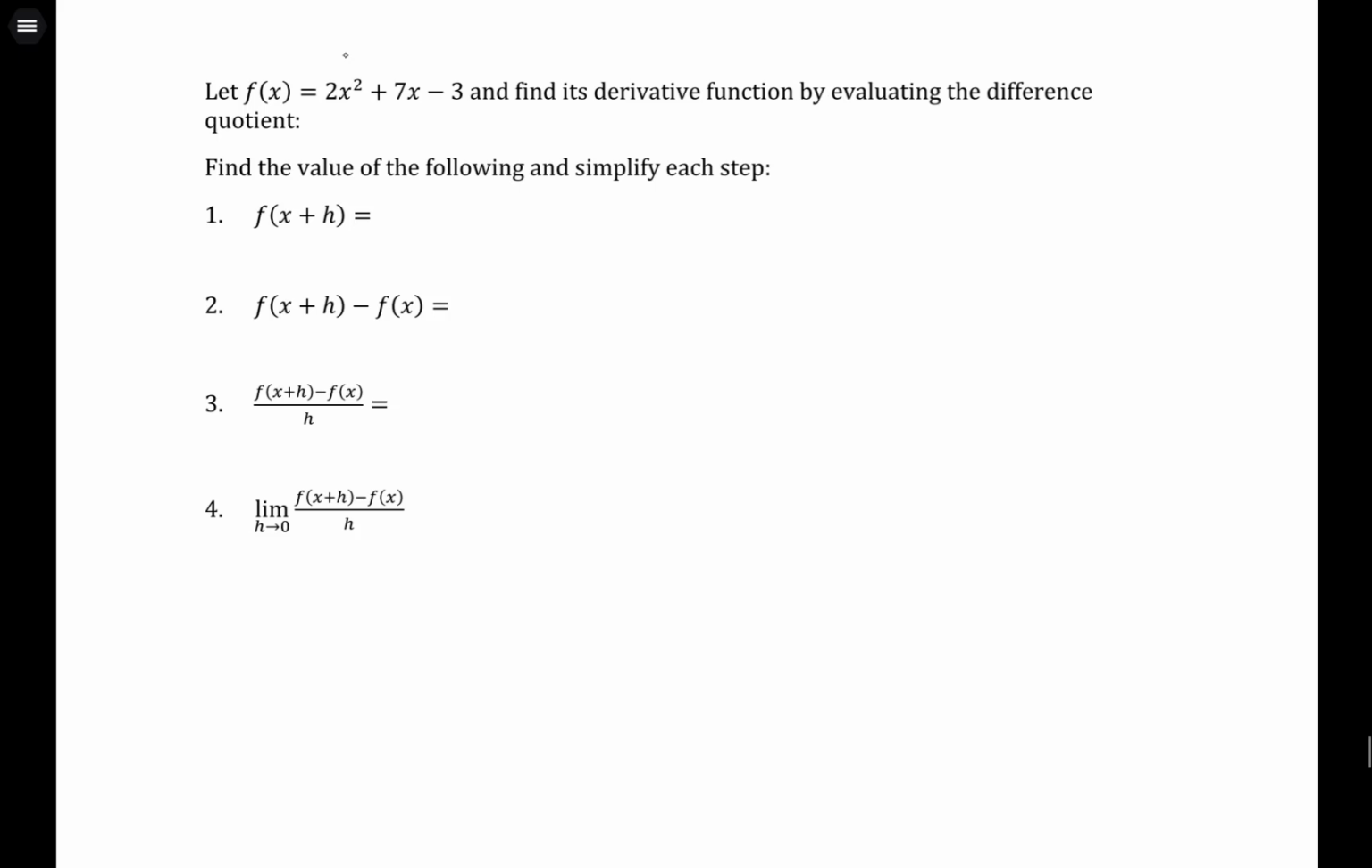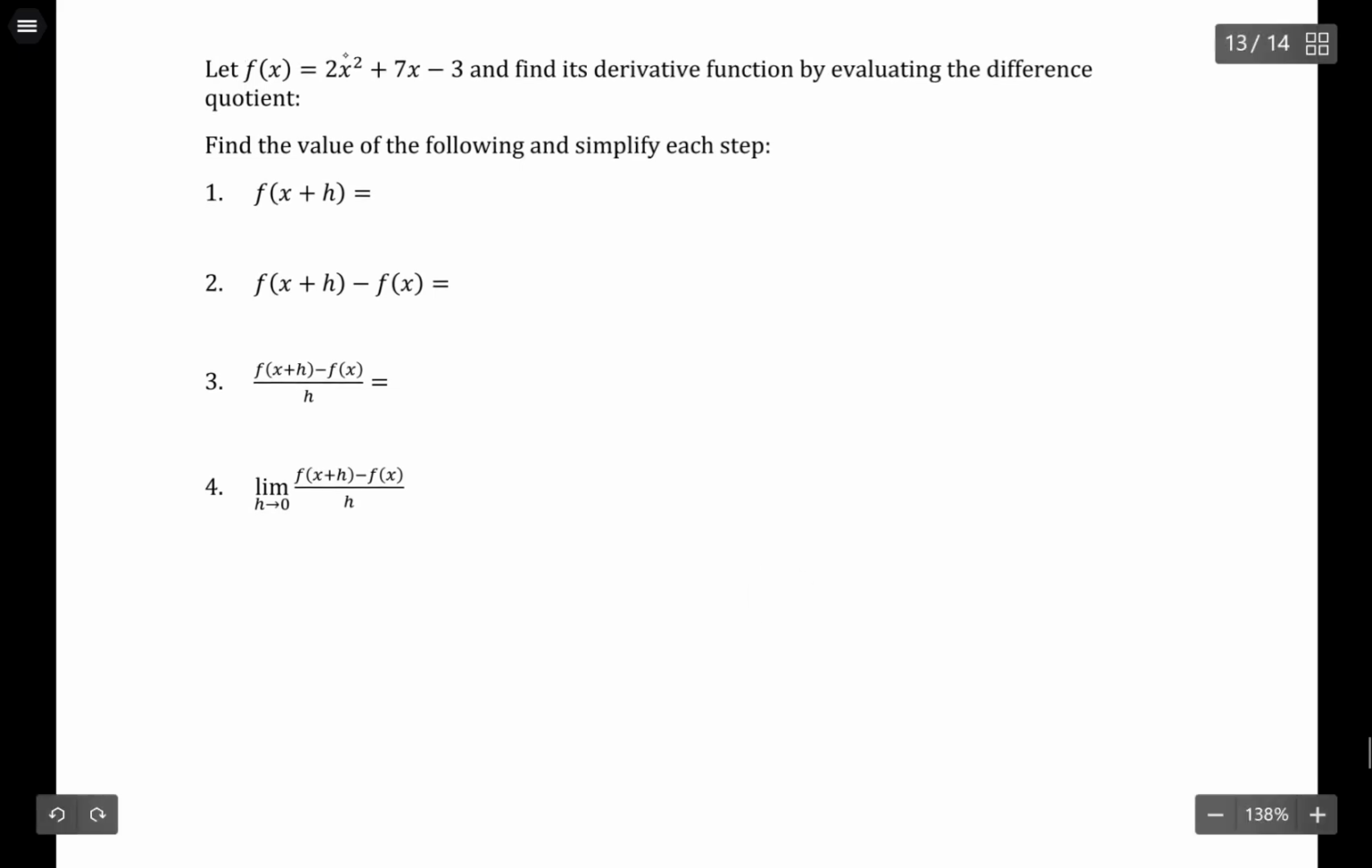Let f of x equal 2x squared plus 7x minus 3, and find its derivative by evaluating the difference quotient. Okay, so we're walking through the difference quotient step by step here, starting with taking my function and plugging in x plus h. So that gives me 2 times (x plus h) quantity squared plus 7 times (x plus h) minus 3.